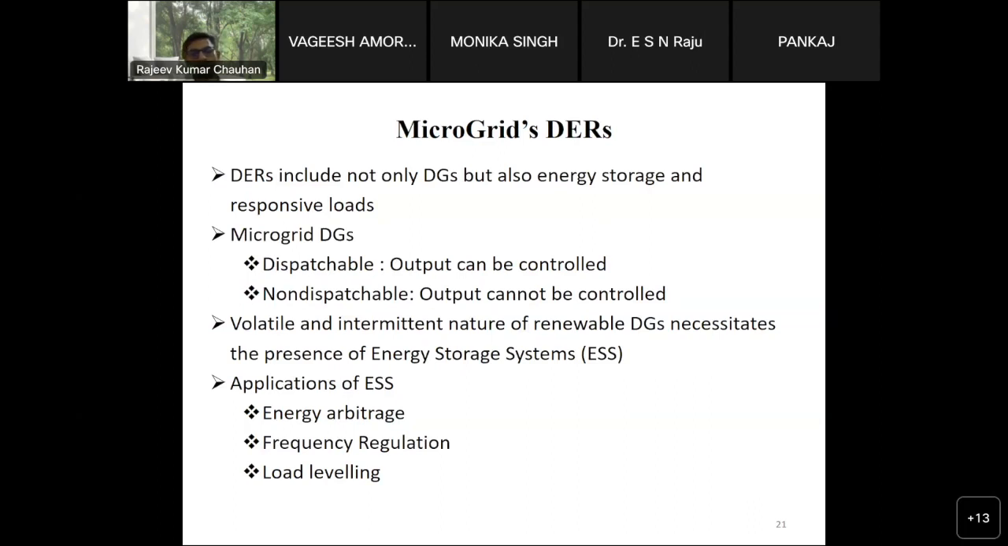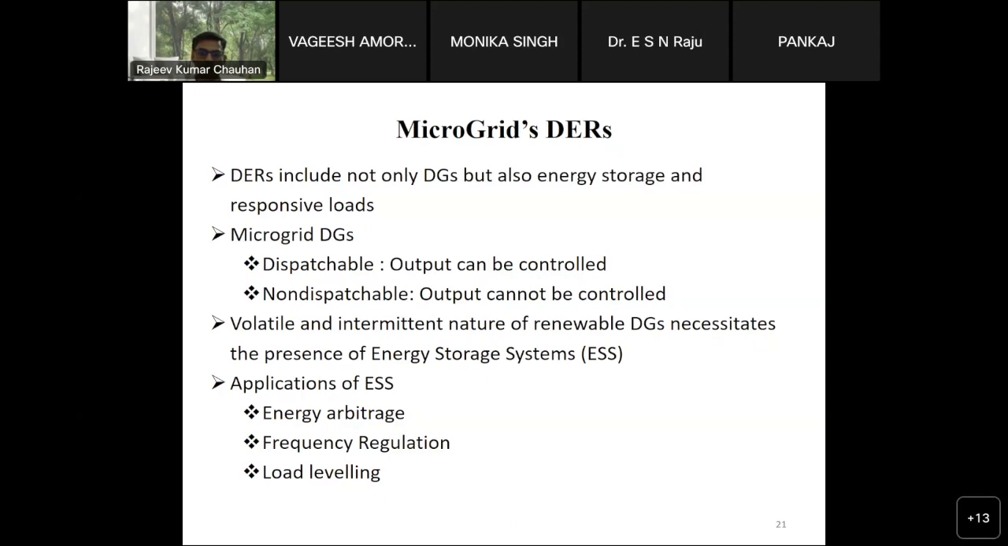So dispatchable means DG technologies for which we can control the output, and non-dispatchable means DG technologies for which we cannot control the output. If you see solar PV and wind, the output is dependent on the weather conditions and we cannot control it, so those come under the non-dispatchable. When we see conventional energy sources like micro turbines or IC engines, those come under the dispatchable, for which we can control the output.